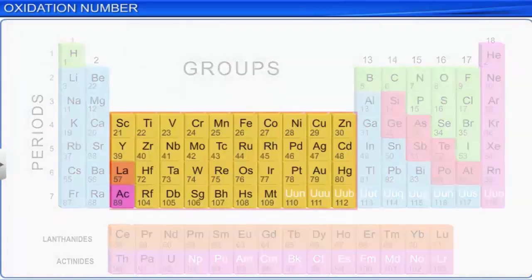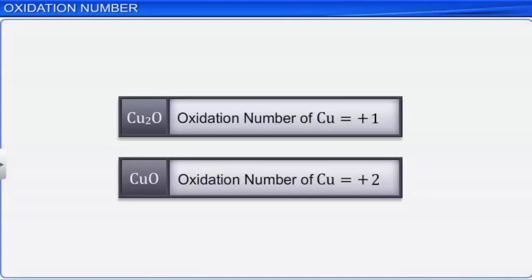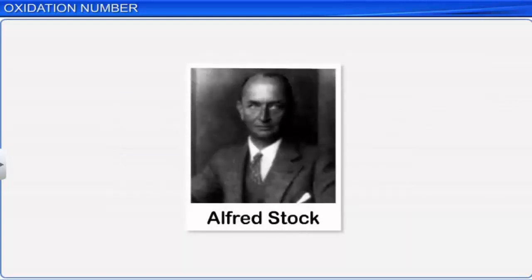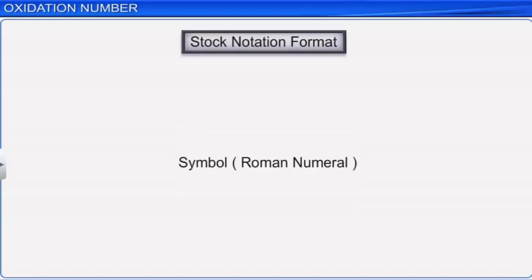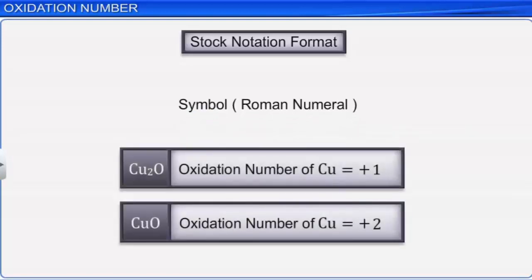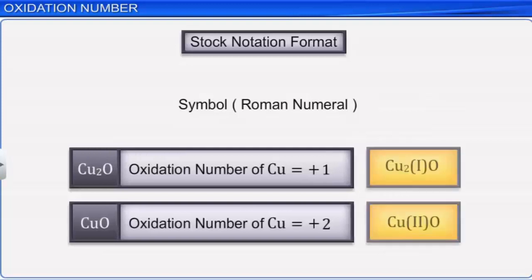We learnt that certain elements exhibit more than one oxidation number. For example, the oxidation number of copper in Cu2O is +1, while the oxidation number in CuO is +2. How is the oxidation number of such elements indicated in a compound? Alfred Stock, a German chemist, introduced a nomenclature system to indicate oxidation numbers for metals that exhibit more than one oxidation number. The nomenclature, known as Stock notation, indicates the oxidation number by placing a Roman numeral within parentheses after the symbol or name of the metal. Thus, the oxidation numbers for copper in both compounds can be indicated as shown.